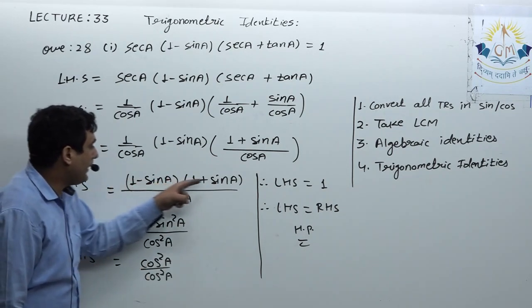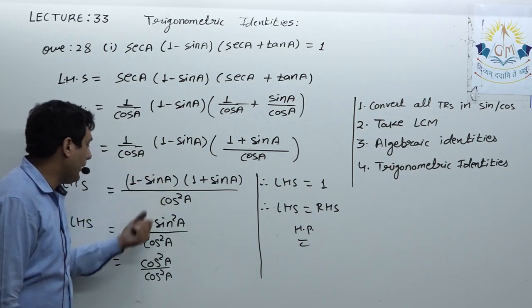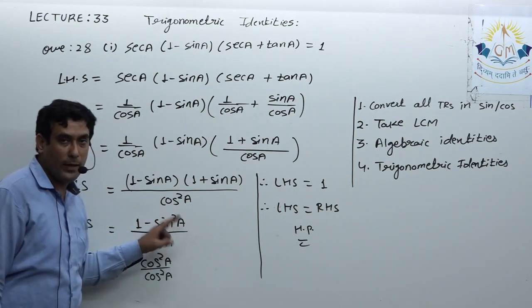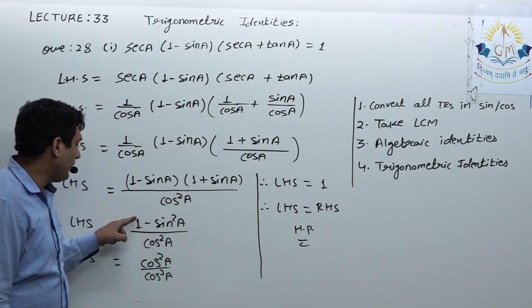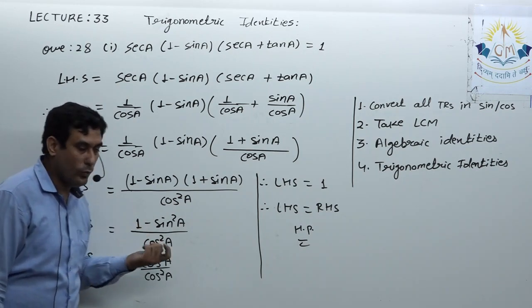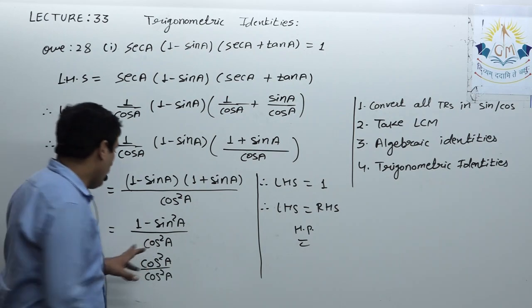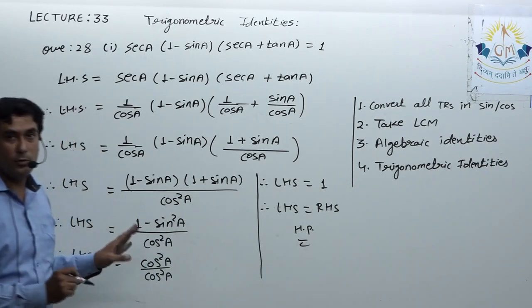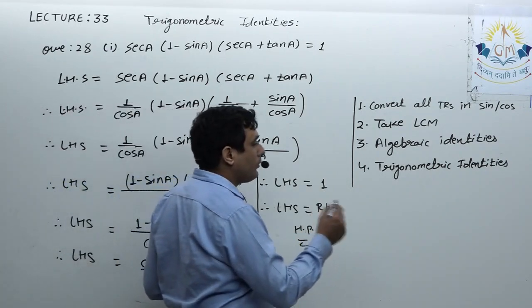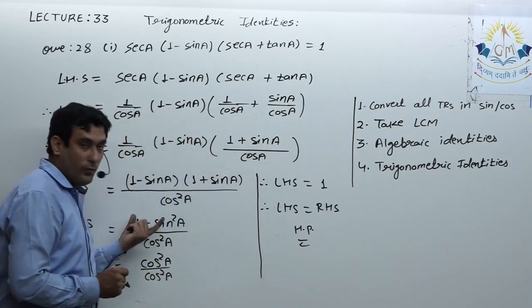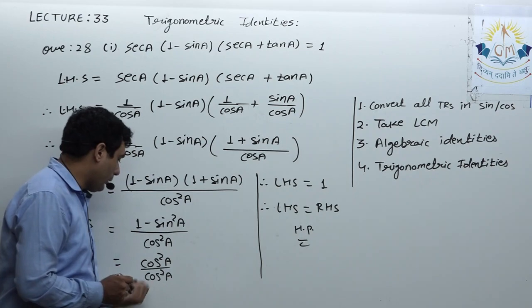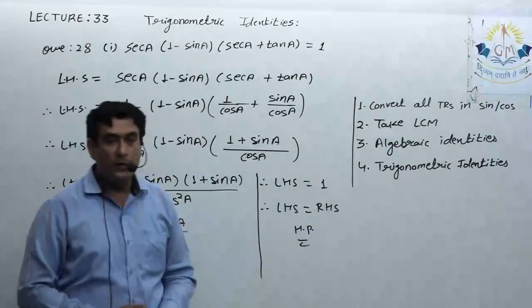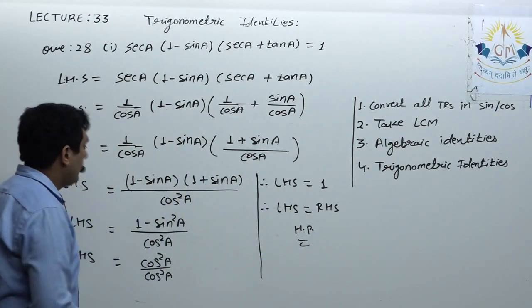Now over here I applied the identity a plus b, a minus b, so I got 1 minus sine square a. Actually, here it is 1 square minus sine square a, according to the identity a square minus b square. So a square, that is 1 square, I wrote 1 directly, 1 minus sine square a. Then over here I applied a trigonometric identity, that is sine square a plus cos square a. So in place of 1 minus sine square a, I kept cos square a. So cos square and cos square will cancel out, I will get 1, and hence I can say left hand side is equal to right hand side.